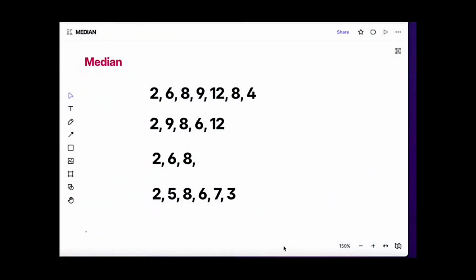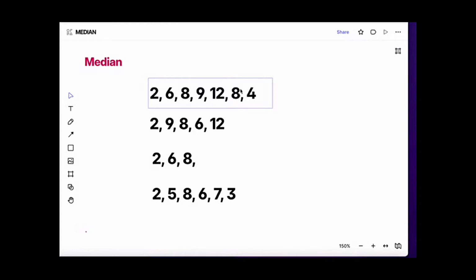Okay, so now we are going to work on calculating the median. And the median actually means the middle of the numbers in our data set. And this too has a two-step process. The first step though is actually putting the numbers in our data set in order from lowest to highest.